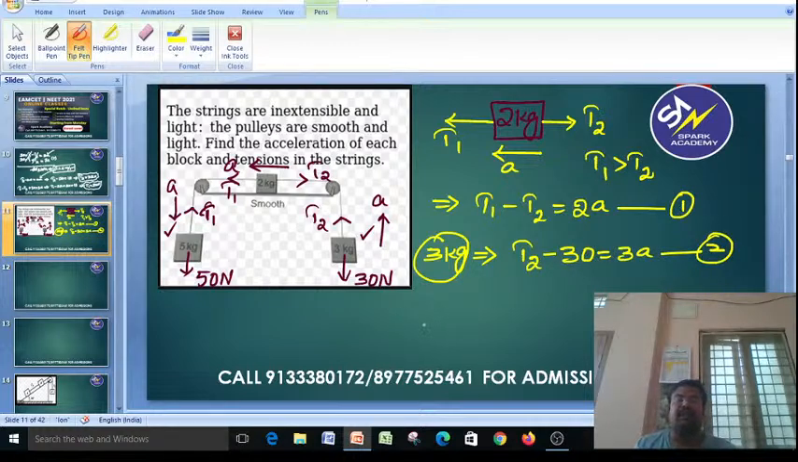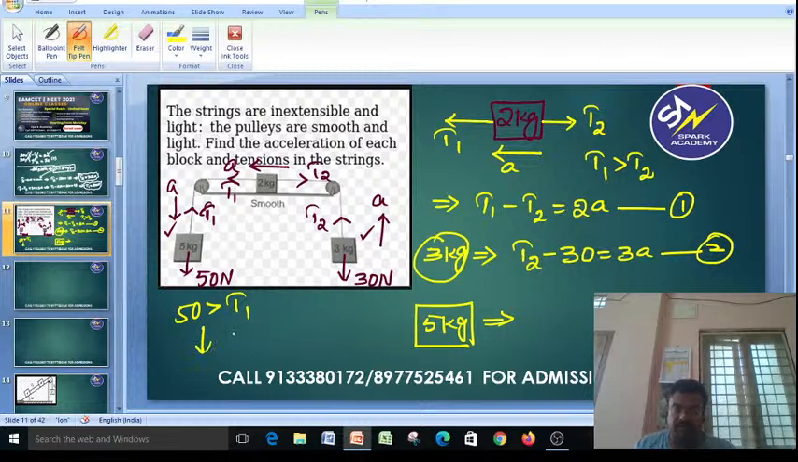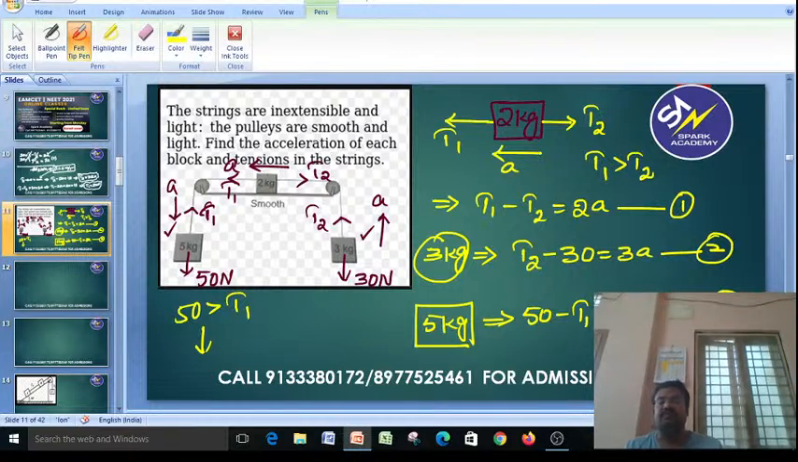In the same way, you have to apply it for the 5 kg block also. For the 5 kg block, the weight is greater compared to the tension T1. That's why the acceleration is coming towards the earth, right? So 50 minus T1 is equal to 5A, mass into acceleration. This is the third equation. So like this, you have to frame the equations. Then you have to solve them and you will get the answer. I will try to solve as fast as possible.